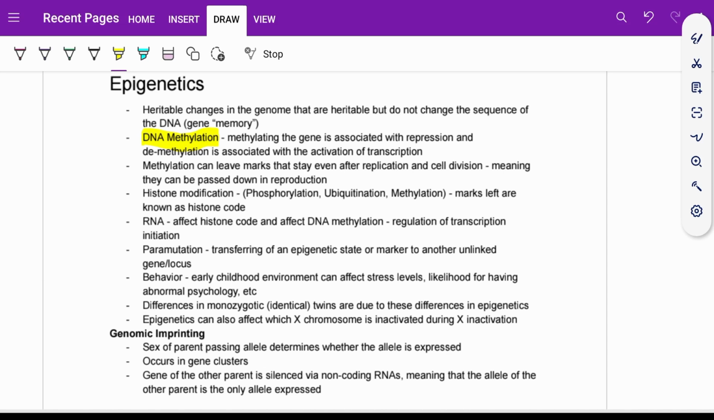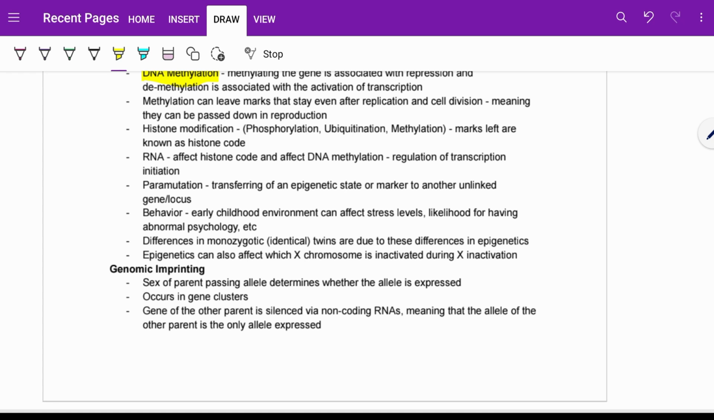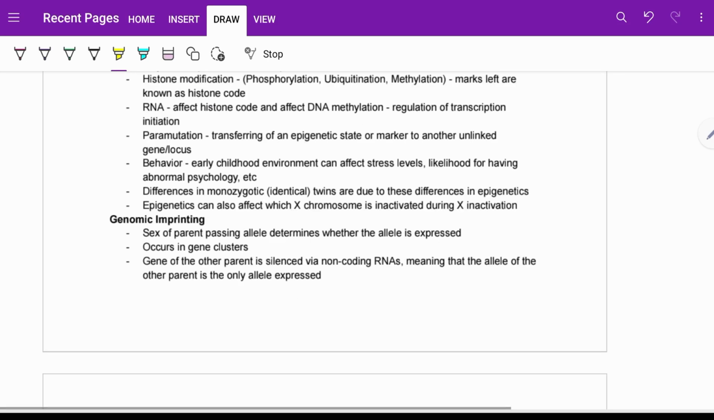We also have paramutation, which is when we transfer an epigenetic state or marker, like a methylation marker, to another gene on a different locus. So if you had, say, a marker on chromosome 15, and suddenly the marker was transferred to a locus on chromosome 16, then that would be an example of paramutation. It doesn't have to be across chromosomes, just across gene loci.